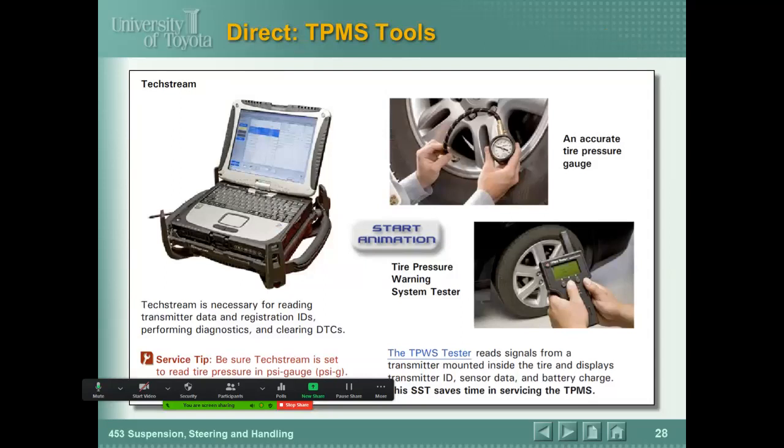So when dealing with TPMS, if you're dealing with factory stuff, you're going to be using a scan tool. This is what the Toyota factory scan tool used to look like. It's still computer based, but it's much smaller than this. You're going to need an accurate tire gauge, and we'll be using this TPMS system tester. This basically makes the sensor turn on inside the tire, and it broadcasts all the information that's required to program the sensors to the car.